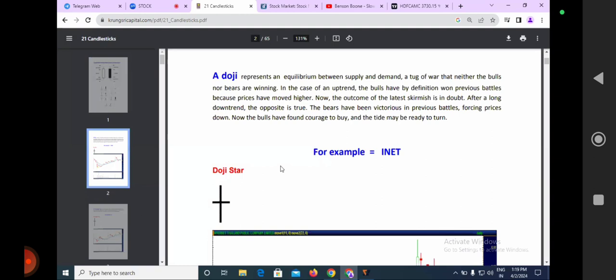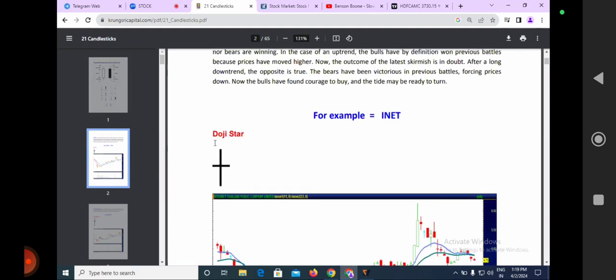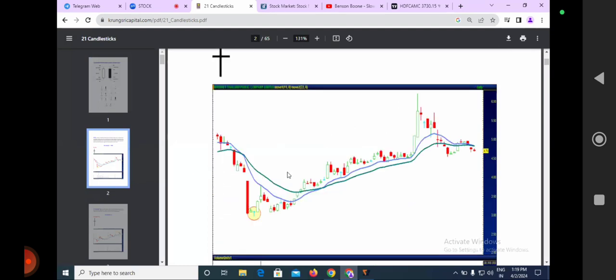Now I'm just showing you the chart. You can see this is how the doji star will look in your charts. This is very similar to a Jesus symbol. Now what I'm going to do is load it up in your charts here.